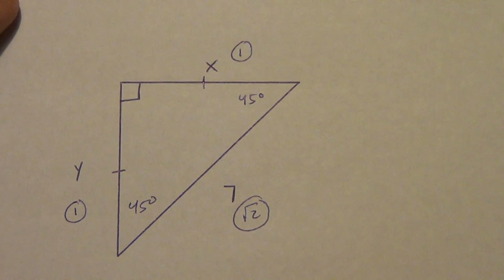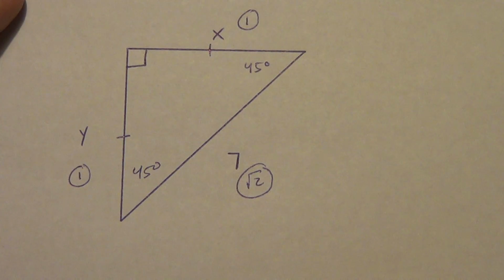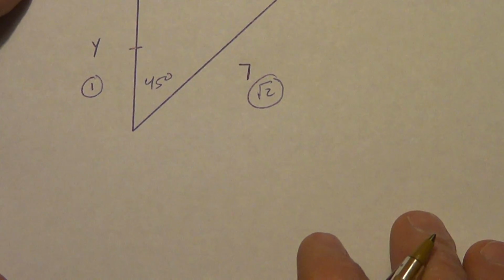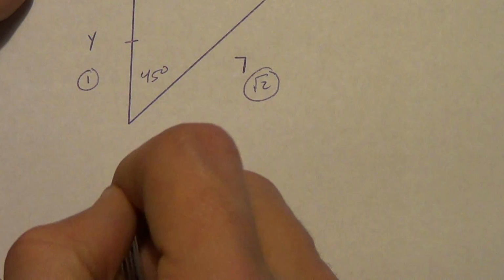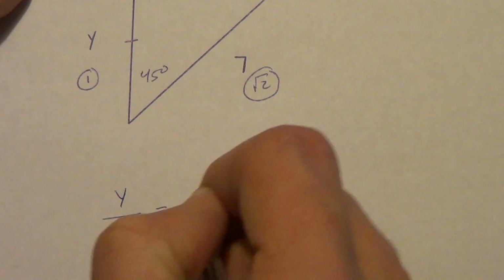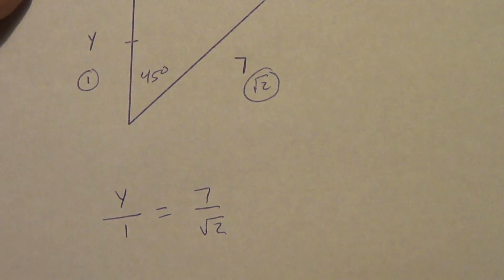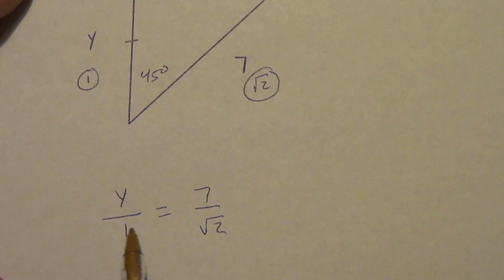You can do it for x or y. I'm just going to do it for y. I did it for x last time, so just to be fair, to keep things even, we'll do y this time instead. So y over 1 equals 7 over root 2. Alright, for those of you who noticed, yes, it's over 1. We can scribble it out and just start here.